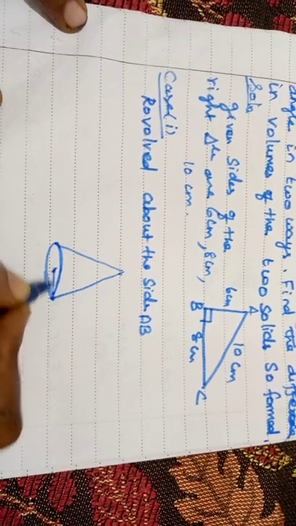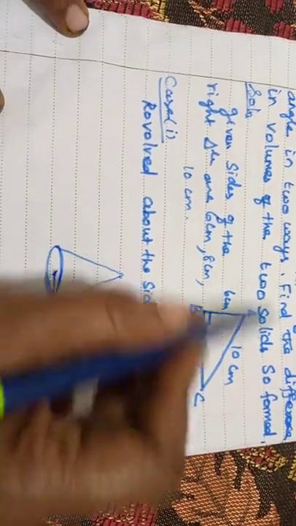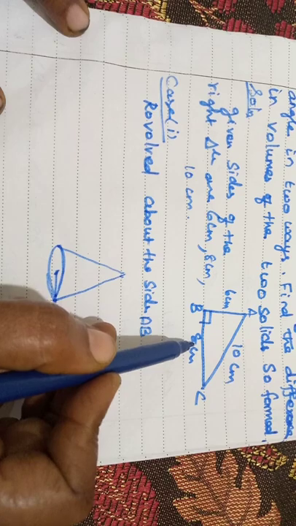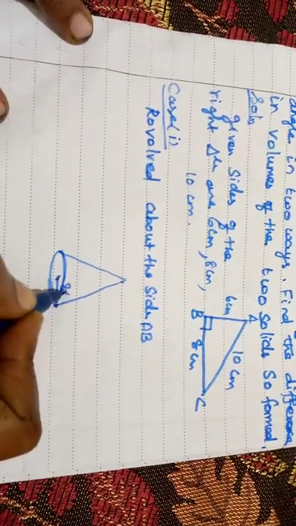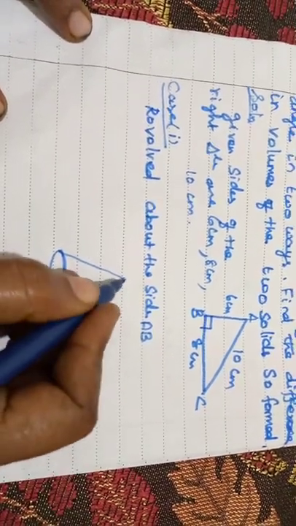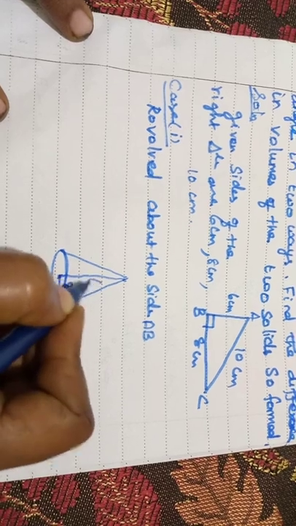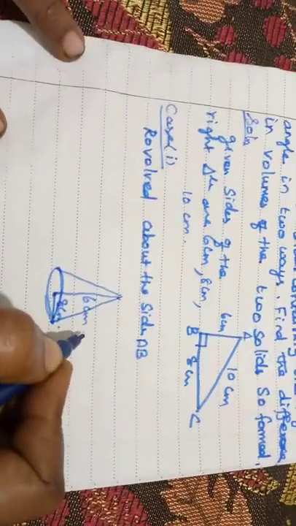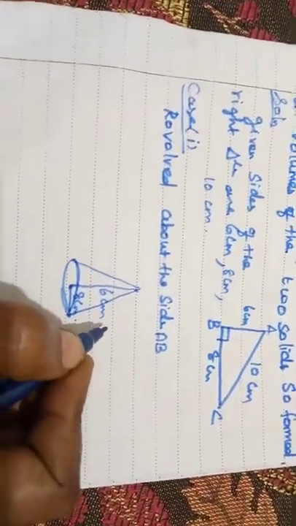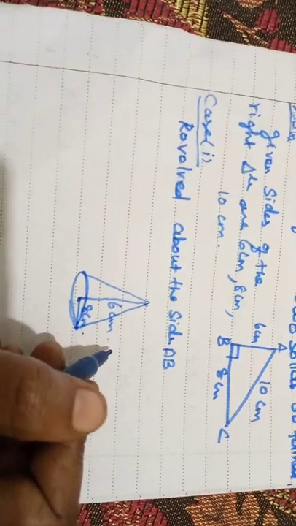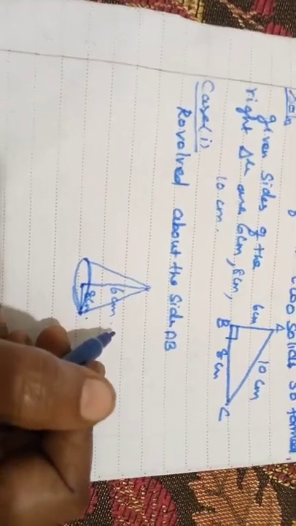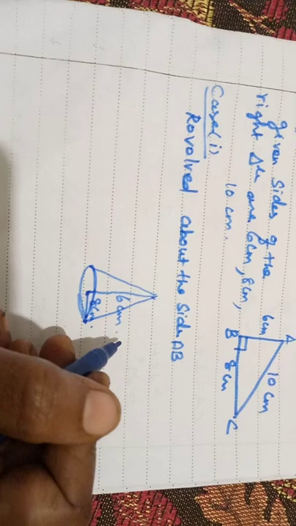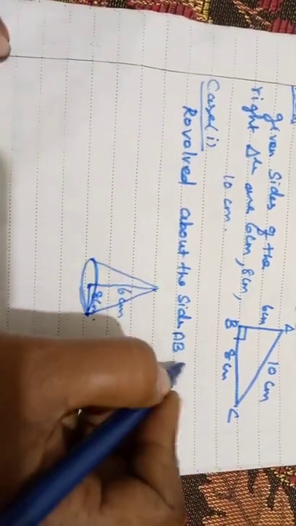This side is 8 cm. If you are rotating using this side, this 8 cm becomes the radius. This one, the height, is 6 cm. Now, revolved about the side AB, we get a cone.